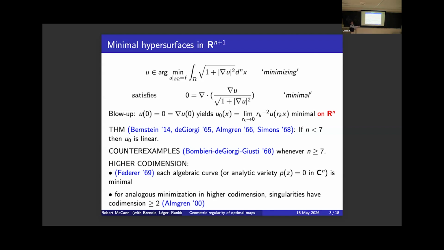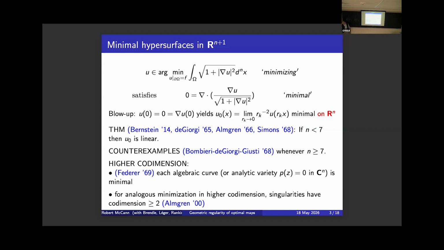And this was eventually established in the famous big paper of Almgren, which showed that when you look at the analogous minimization in higher codimension, you encounter singularities much sooner.